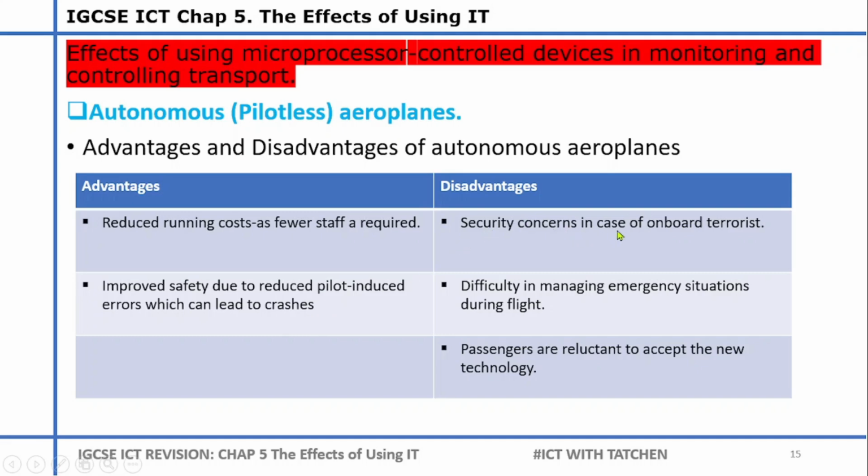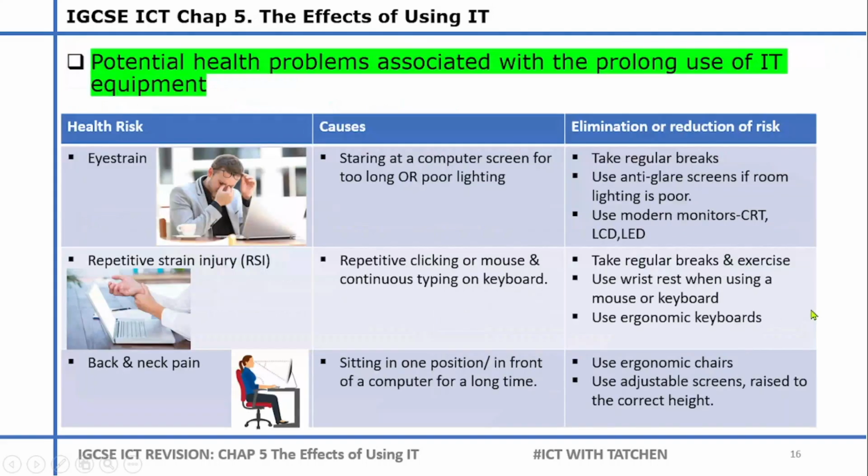Disadvantages: we will have security concerns in case of onboard terrorists. This is a problem. There's difficulty in managing emergency situations during flight. This is a really big issue which a lot of people are talking about. Passengers are reluctant to accept the new technology. Yes, as I said, this is something that will be difficult for people to take in. Accepting to fly in the air is already a very big risk you're taking, and now flying in the air is something that no one is controlling, but the thing is controlling itself. That's another level of risk.